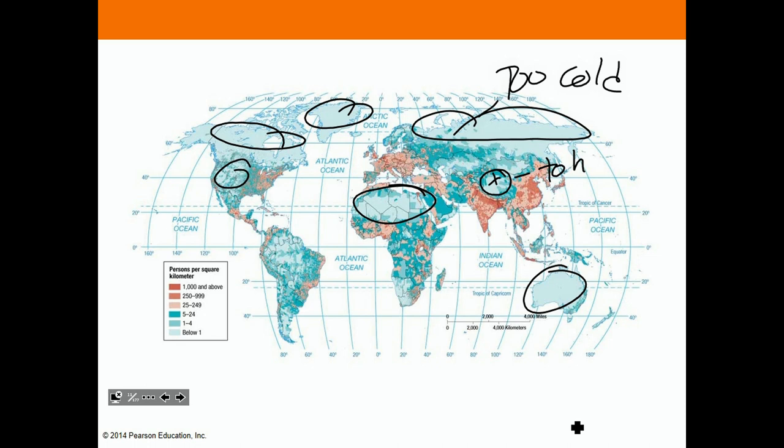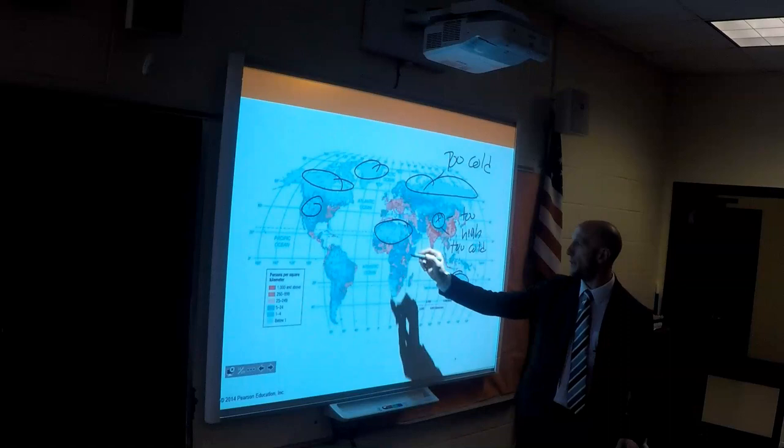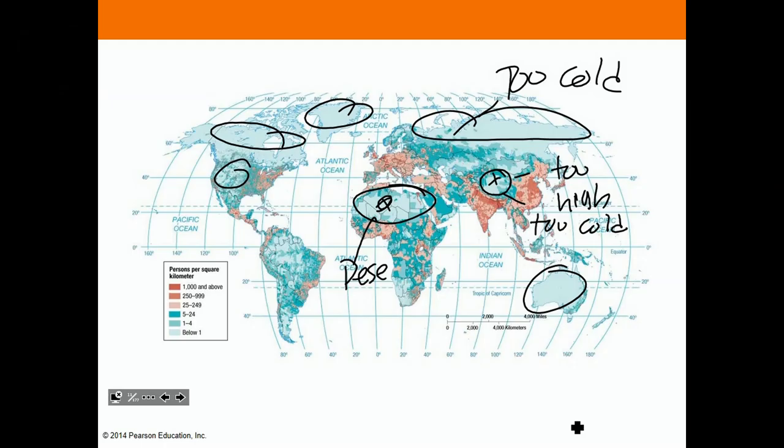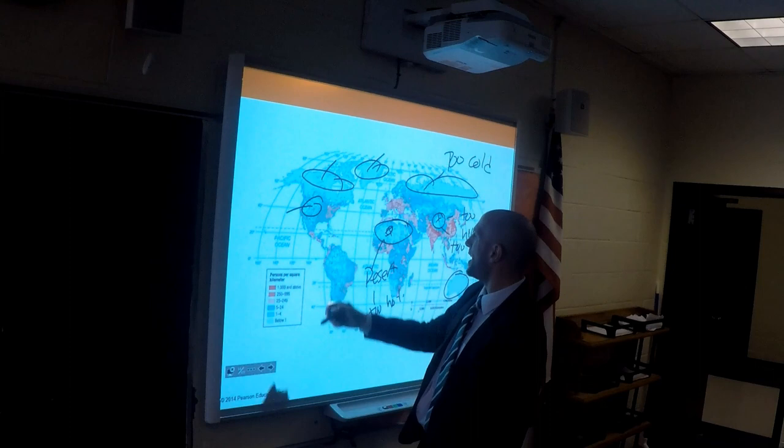Over here, too high, too cold. Completely inhospitable. What about this one right here? Desert, or too hot. All right, y'all see the trends here? Once again, too cold, too cold, too dry, too arid, not enough people living in these areas.